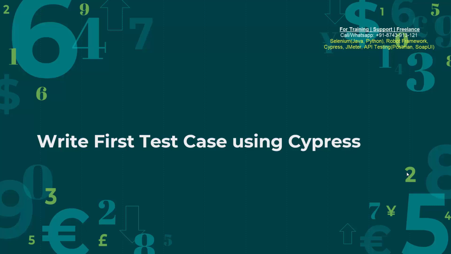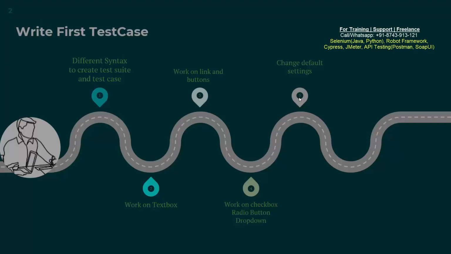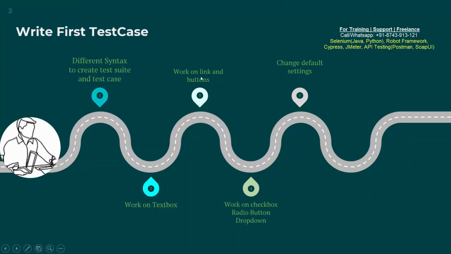Welcome back. In the last session, we started to write our first test case using Cypress. There we have seen how we can create a test suite, a test case, and inside the test case, we are writing some commands like starting the browser, putting in the URL, and working on the text box and link. Now we will move from that point and we are going to work on these areas.